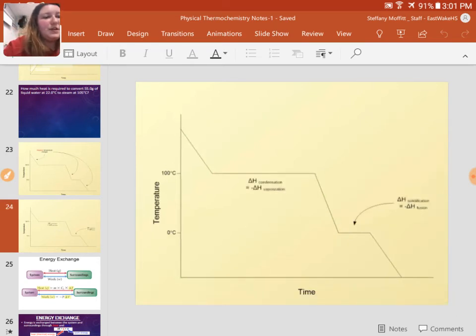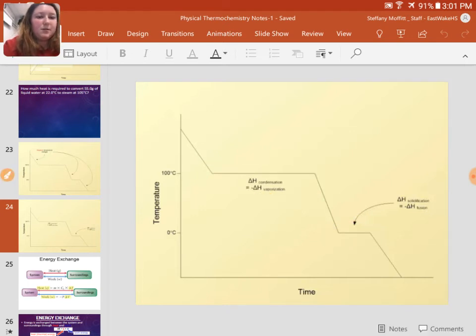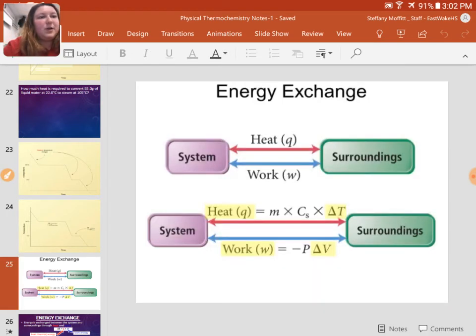So you can see here, delta H, that's your enthalpy. H is enthalpy. Your delta H of the condensation is equal to the negative delta H of your vaporization. So at that phase change, the condensation energy turns into vaporization energy. It kind of just flip-flops between those surroundings and system. Same with the solidification and fusion down here. So, energy exchange.